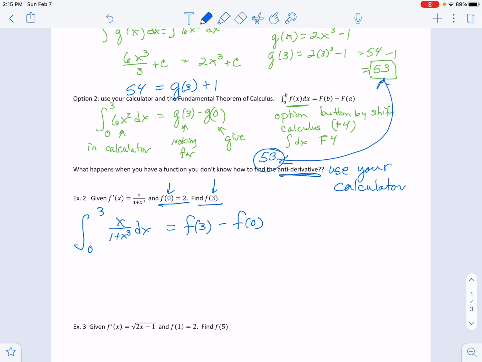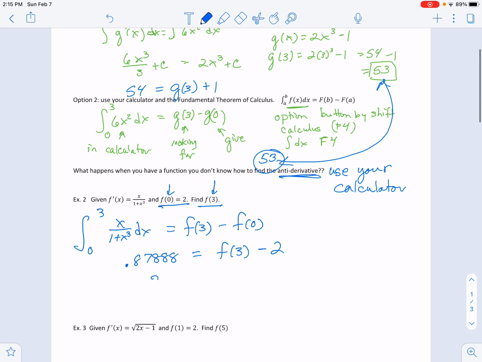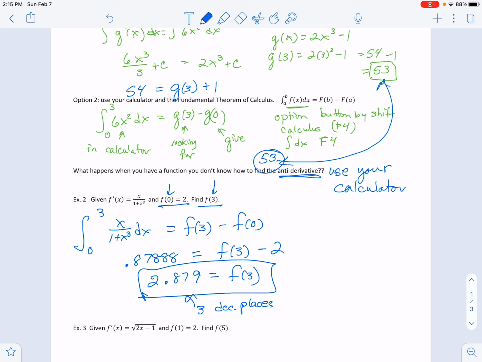If I put this in my calculator, thank goodness for Casios. You can type fractions in like this. It's so fun. And I'm going to integrate from 0 to 3. And my calculator tells me 0.8788888. I'm going to leave it in there because I don't want to have rounding errors. Okay, so minus 2. And then you just add 2 to both sides. And since it's still on my calculator, it's easy. I get 2.879 equals f of 3, and I'm done. Go to 3 decimal places. Okay? Good plan.